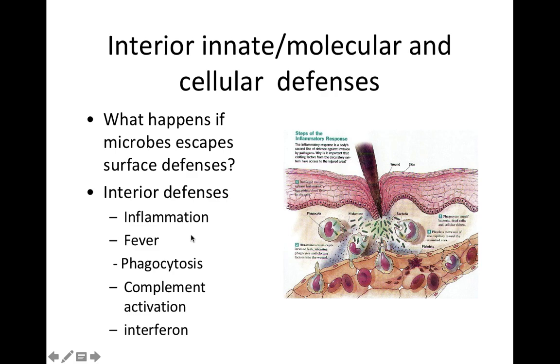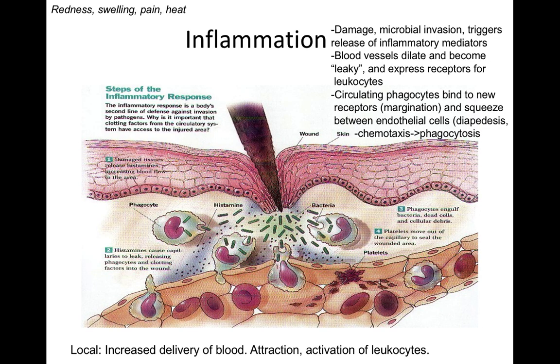We'll look at inflammation. I think I reverse order here, you guys. Phagocytosis, fever, complement activation, and interferon. So these would be like maybe the soldiers inside Helm's Deep. They're just going to battle the orcs as soon as they come in.